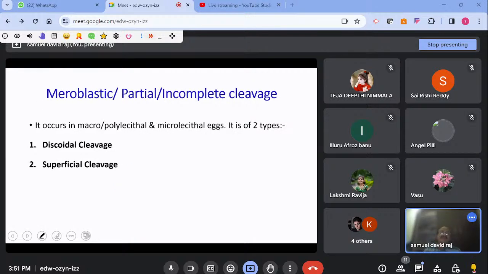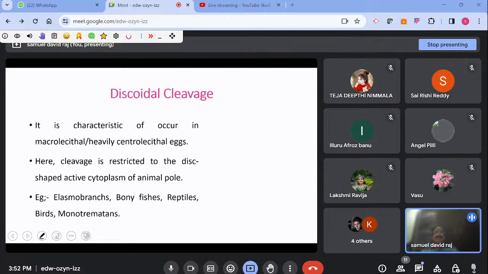Coming to the meroblastic cleavage, which is also called partial cleavage or incomplete cleavage. It occurs in macrolecithal eggs or heavily telolecithal eggs or polylecithal eggs, and even in certain microlecithal eggs. It is of two types: discoidal cleavage and superficial cleavage. Coming to the discoidal cleavage, it is characteristic of macrolecithal or heavily telolecithal eggs.